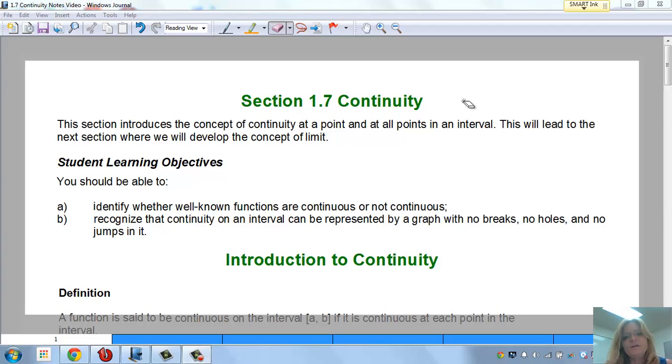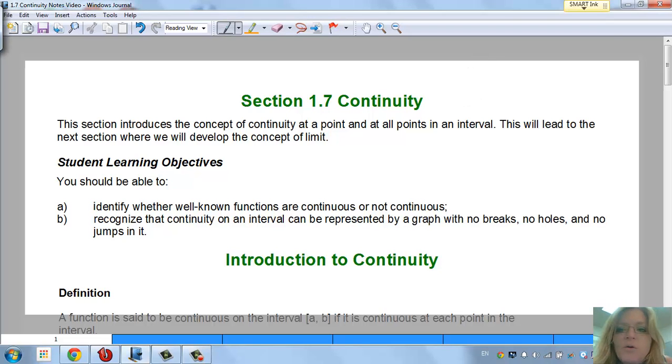Welcome to section 1.7 on continuity. This section introduces the concept of continuity at a point and at all points in an interval. And I want you to recall that we used interval notation, so brackets. If I had an interval from a to b, that means it's in between a and b, and the brackets show that the endpoints are included. So that's what we use for interval notation.